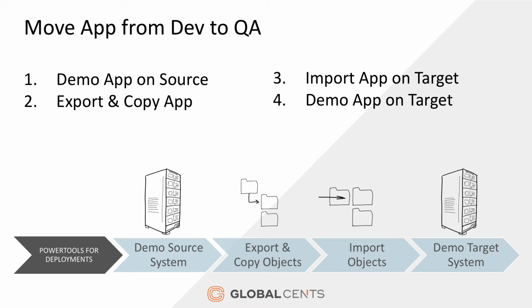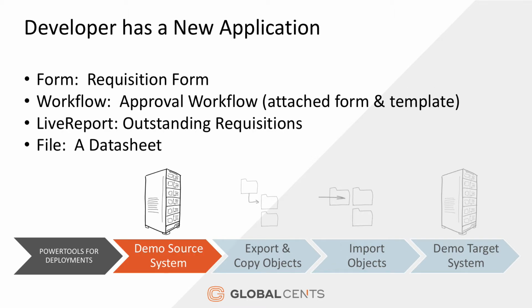We'll start by running the application on the development system, which we call the source system. Then we'll select what we want to copy from the source system. We'll export the application and then copy the file to the target system. We'll then do the import. And finally, we'll run the application again, this time on the QA system, which we'll call the target system. Remember, Power Tools for Deployments is really easy to use, and it moves all OpenText objects. And watch carefully, because there's a quiz at the end. Okay, Tammy, over to you.